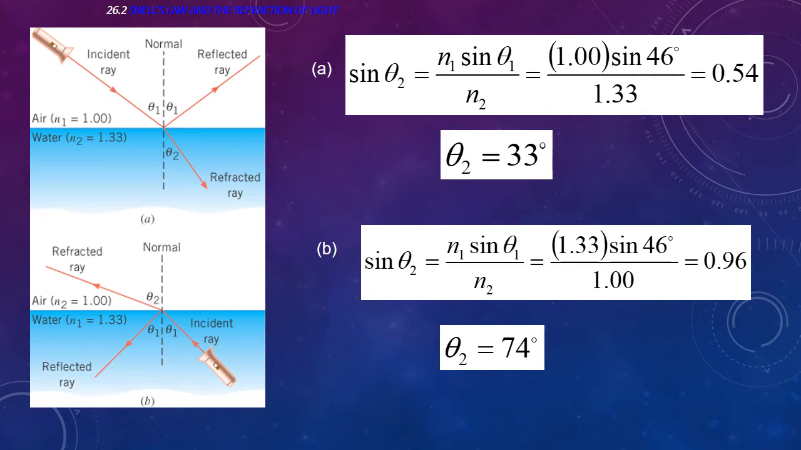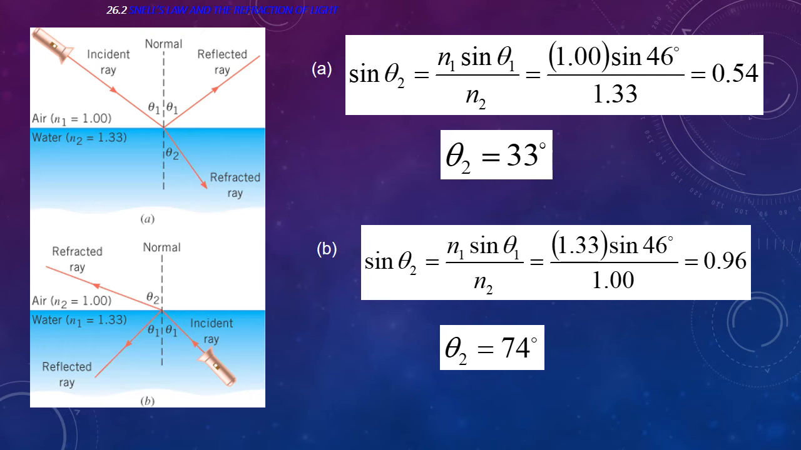Now if I switch it around so that n1 is now 1.33 and n2 is now 1, I get a sine of the angle equal to 0.96 or an angle of 74 degrees. It bent away from the normal in the reverse direction. So that's just applying Snell's law to see what the angle will be when you know both indices of refraction and one of the angles, usually the incident angle.